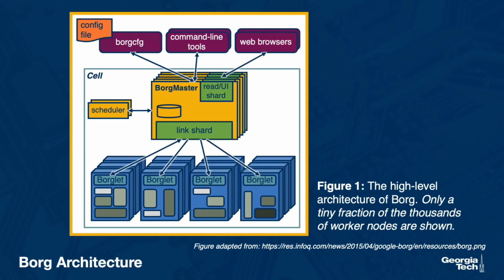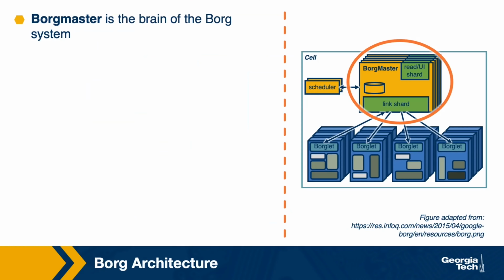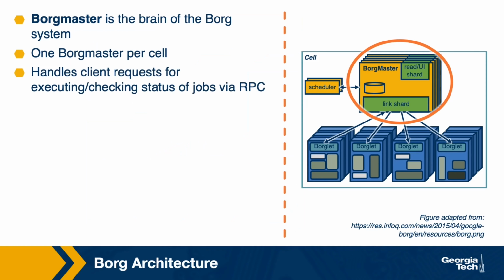This is the overall architecture of a Borg cell. The Borg master is like the brain of the Borg system. There is one Borg master per cell, and it's going to handle all of the client requests for executing jobs and for checking the status of the jobs. The clients will interact with it via RPC messages. The Borg master maintains the state of the entire cell in memory.